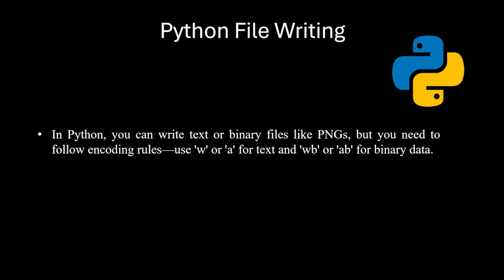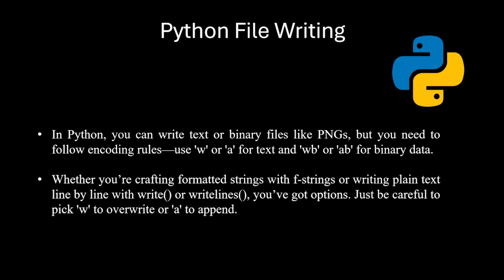Python allows you to write both text and binary files. For example, you can create or modify a plain text file or even a PNG image. But to do this correctly, you need to use the write file mode. When opening a file, if you are working with text, you will typically use W for write or A for append. If you are working with binary data like image or audio, you will use WB to write binary or AB to append in binary mode.